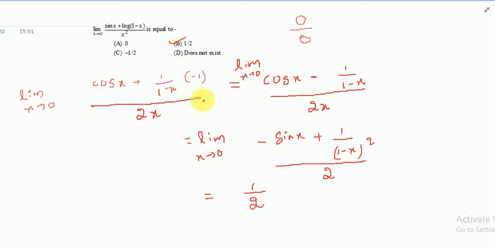So here the very important concept is, if you differentiate this once, it will not be free from 0 by 0. So again, for the answer you need to differentiate it.